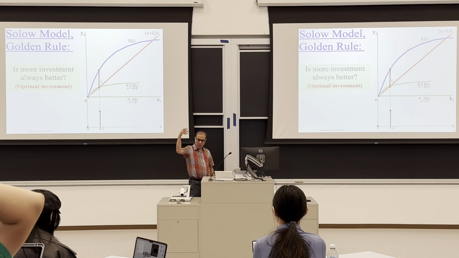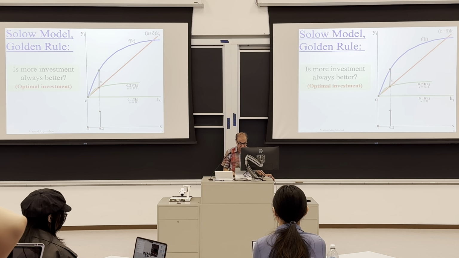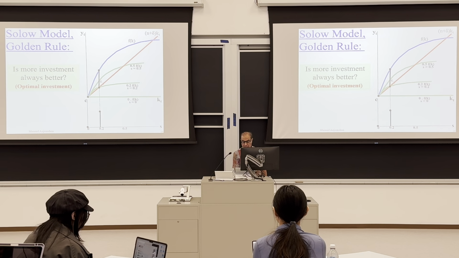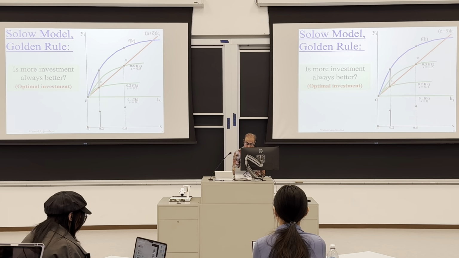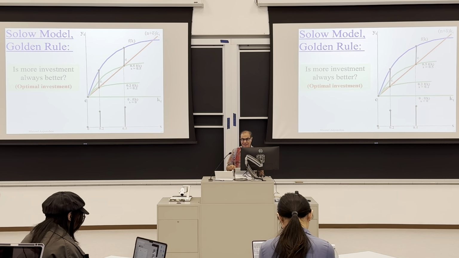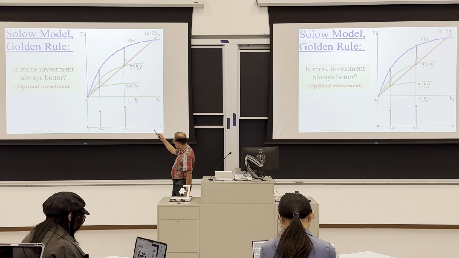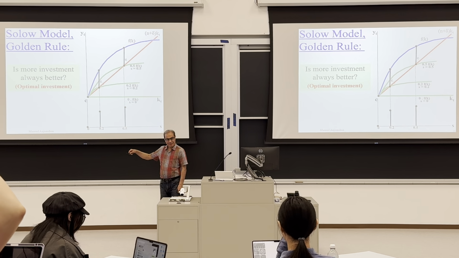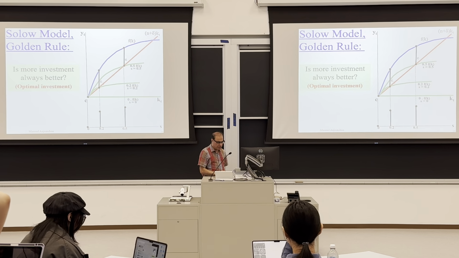But does it go up forever? Let me choose half. So half would be half times f of k. So this is your steady-state equilibrium. This is consumption. This is consumption per worker. Do you see that? So it keeps going up. But does it go up forever? No. You can see here?